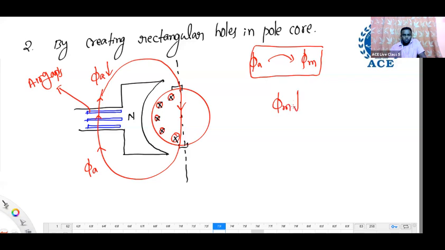So practically we don't use it. There are some methods which are failures, and there are only two methods that we finally use practically. Let's see what the methods are. Practically we don't use this because there is a drawback in it.